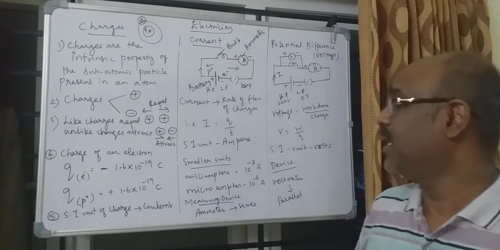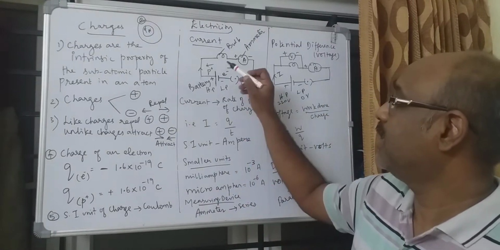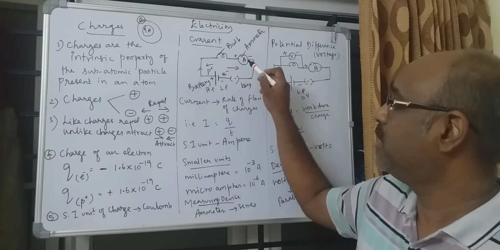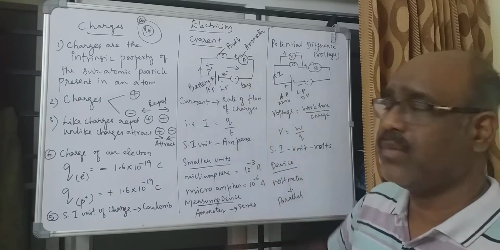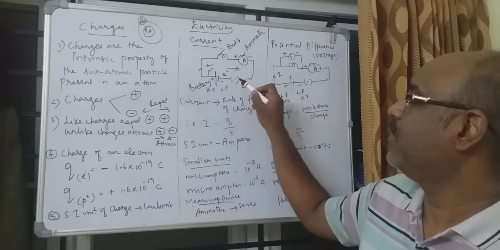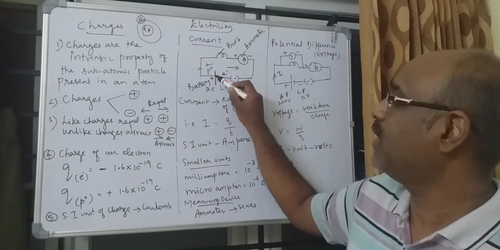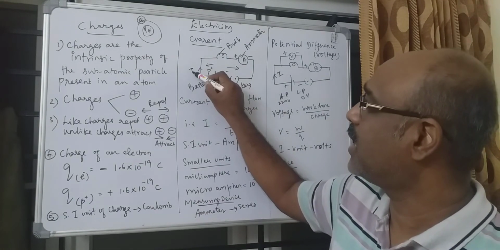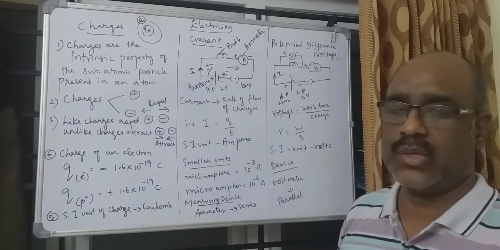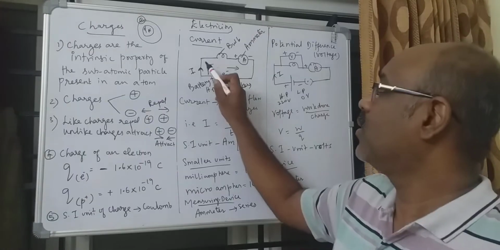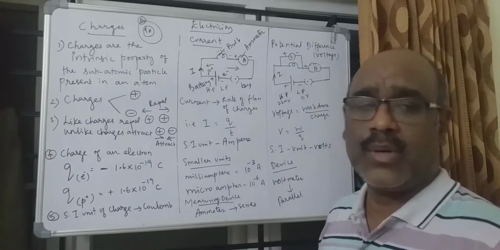Then what about current? What is current? Let us take this very simple circuit where a battery is taken with positive and negative terminals, and when the battery is switched on using the key, the current will start flowing. The current flows in the circuit and goes to the bulb. Because of this, the bulb glows.